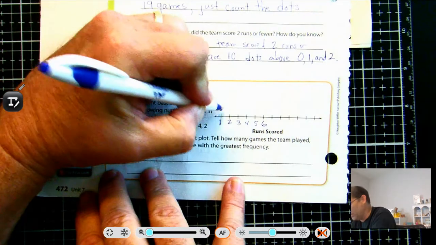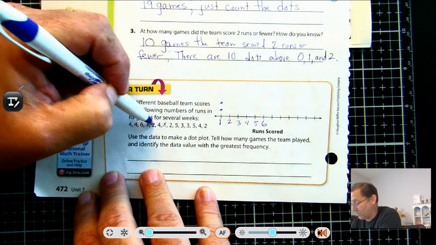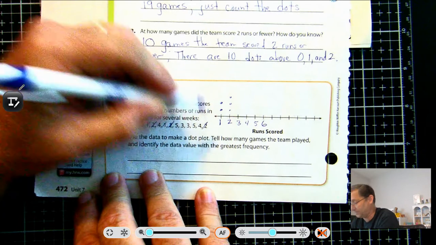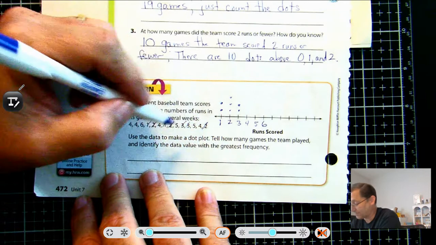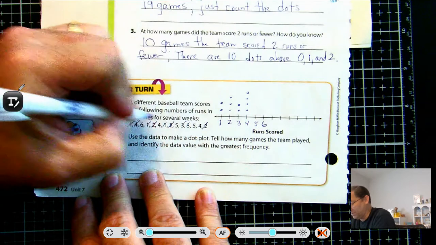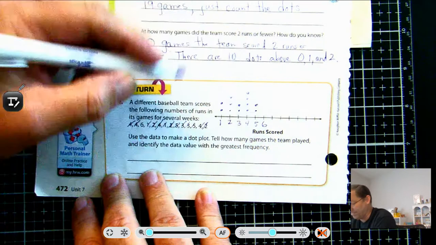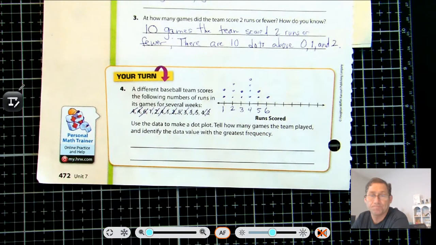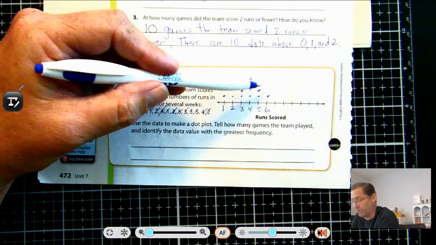1, there are 2 games where they scored 1 run. 1, 2, 3 games where they scored 2. 2 games scoring 3 runs. 4 games scoring 4. 2 games scoring 5. And 1 game scoring 6. All right, so tell how many games the team played. So there's 2, 4, 6, 8, 10, 12, 14 games.